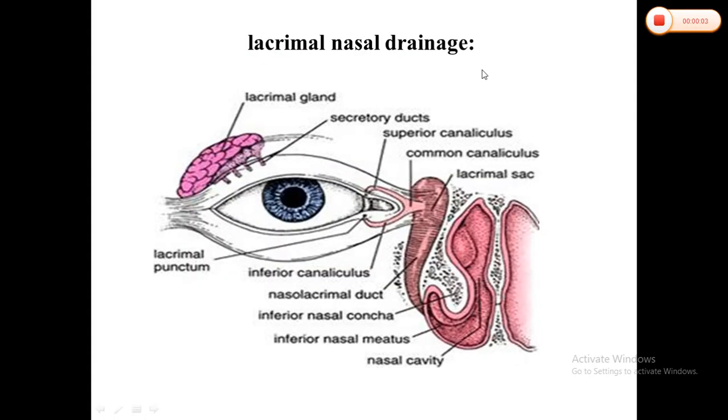Good morning to everyone. In the last lectures, we discussed the anatomy of the eye. In today's lecture, we'll discuss the remaining parts: lacrimal nasal drainage, tear film, cornea, and ocular vascularity.